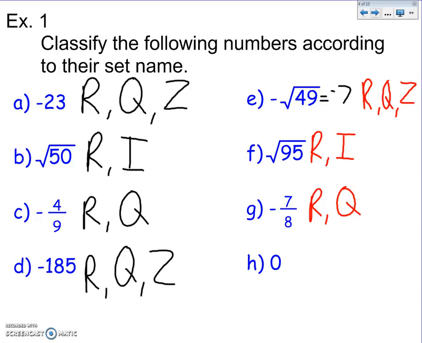The last one, 0. 0 is real. 0 ends, it's rational. It is a negative or positive whole number, so it includes the integers. And it's also whole, because whole is 0 and the positive whole numbers. This is not a natural number though, so do not put N. So 0 has 4 of them.